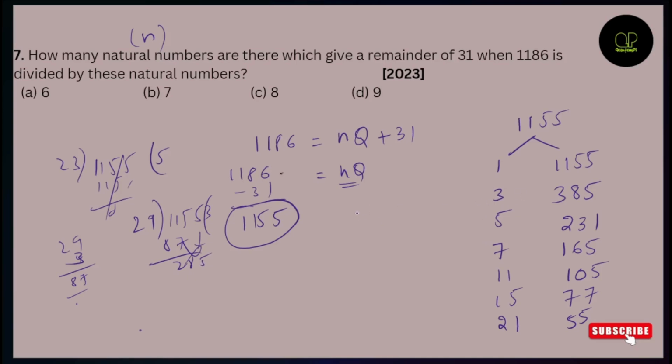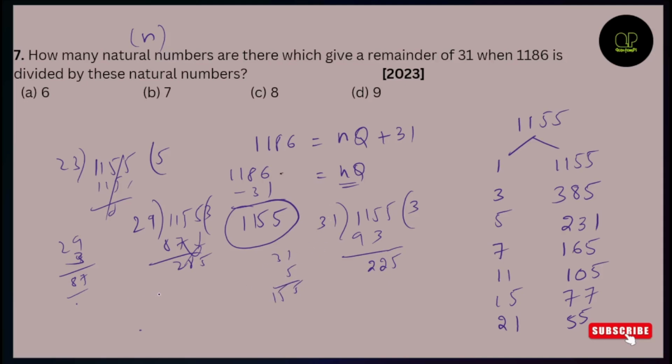31. 1155. 31 threes are 93. You still have 7 and 15. 15 plus 7 would be 22 to 25. 31 fives, 15, no. No, it doesn't go with 31 as well.